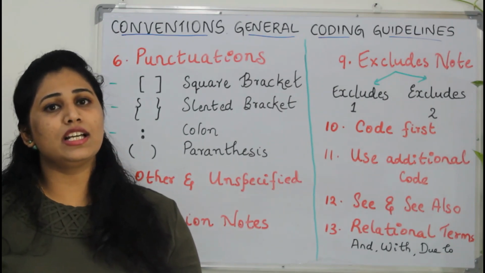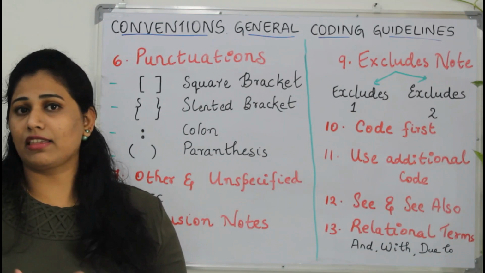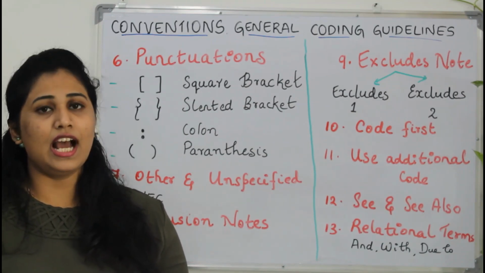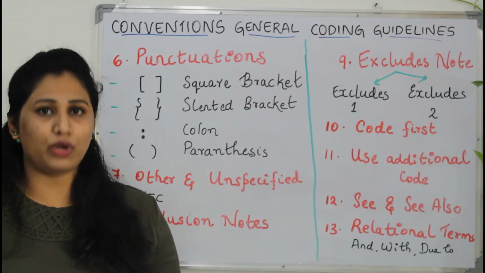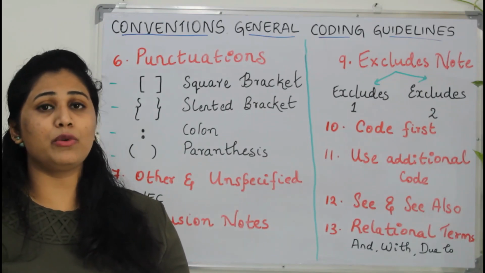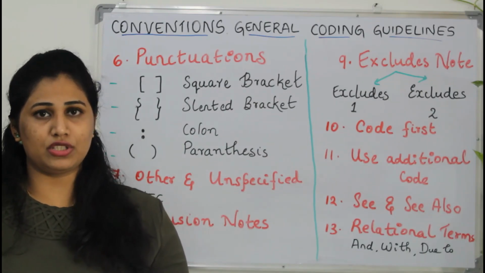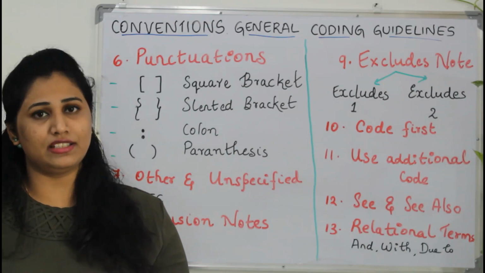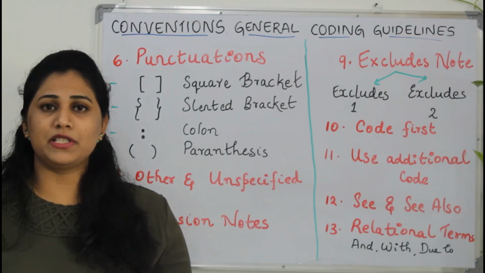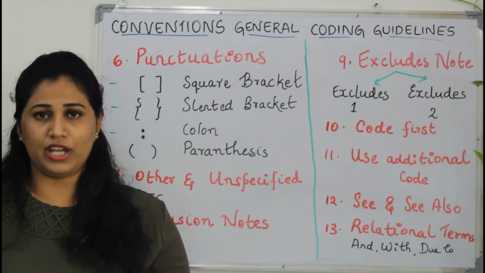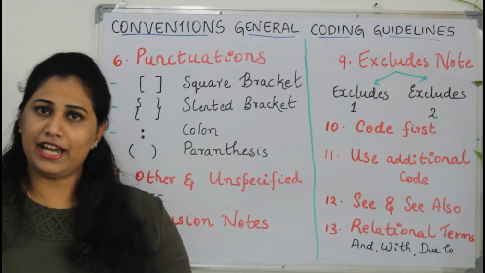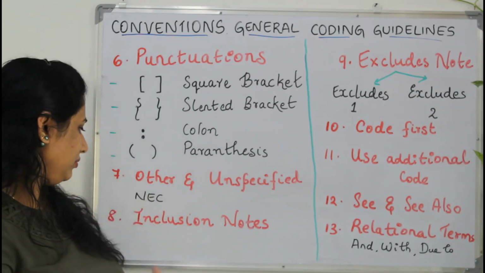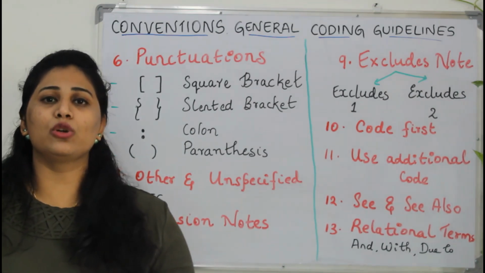Unspecified means nothing is clearly specified. Other specified means something is specified but it is not accurate. That means it is not a confirmed or a definitive diagnosis. In that case, we will say it as other specified. Unspecified means nothing is specified. Okay, but the documentation is clear for that particular given diagnosis. Understood? And the next one is the inclusive note.